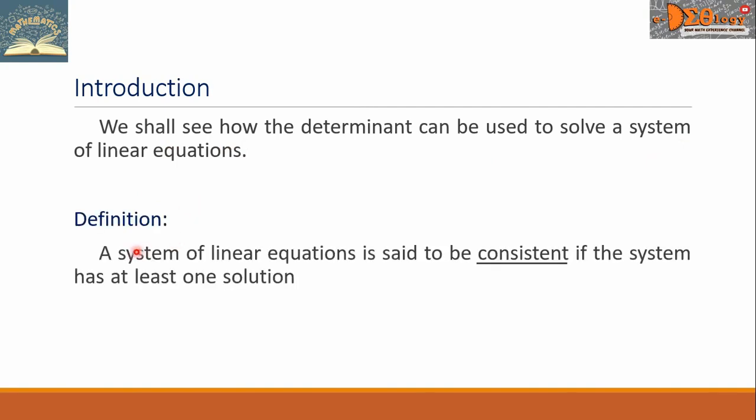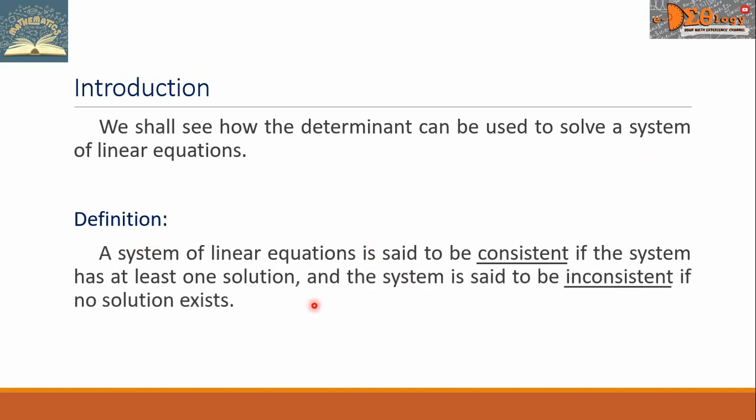By definition, a system of linear equations is said to be consistent if the system has at least one solution. And the system is said to be inconsistent if no solution exists.